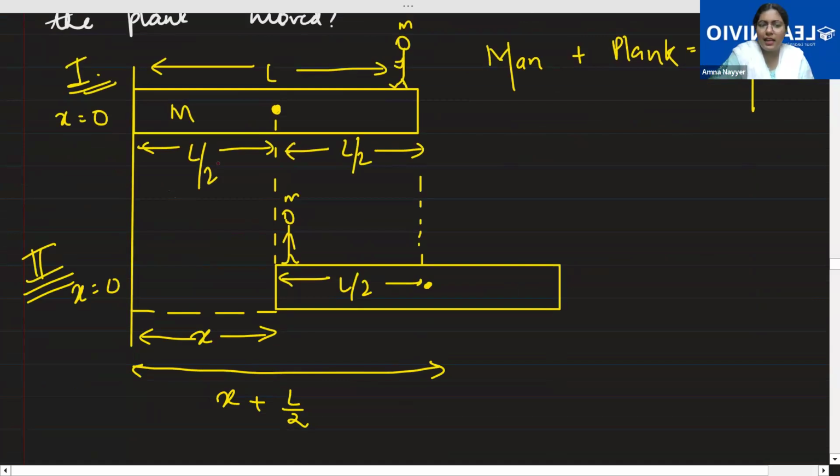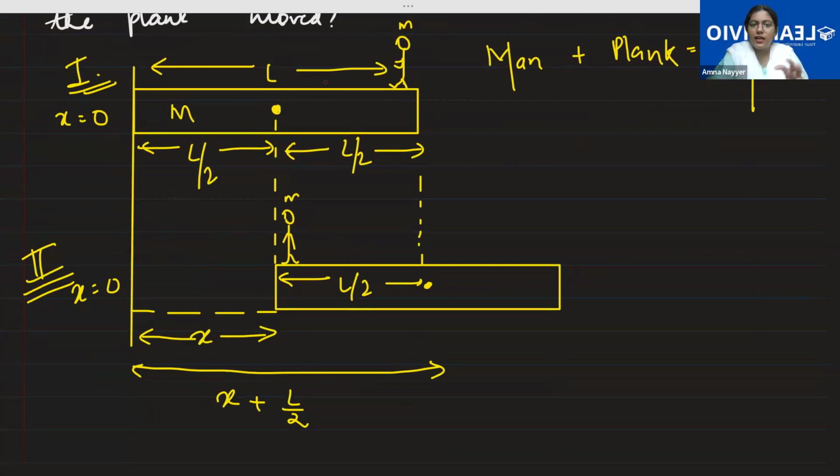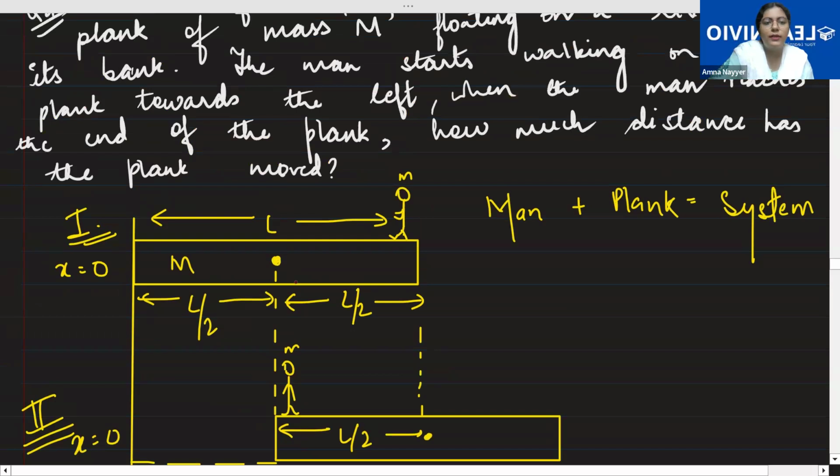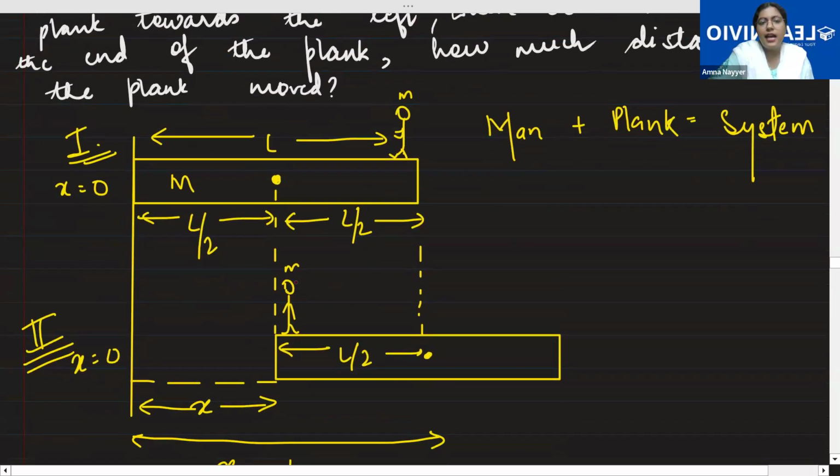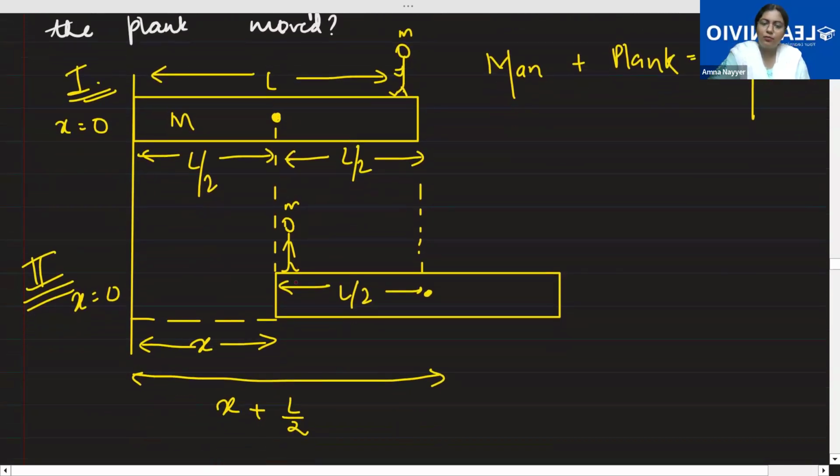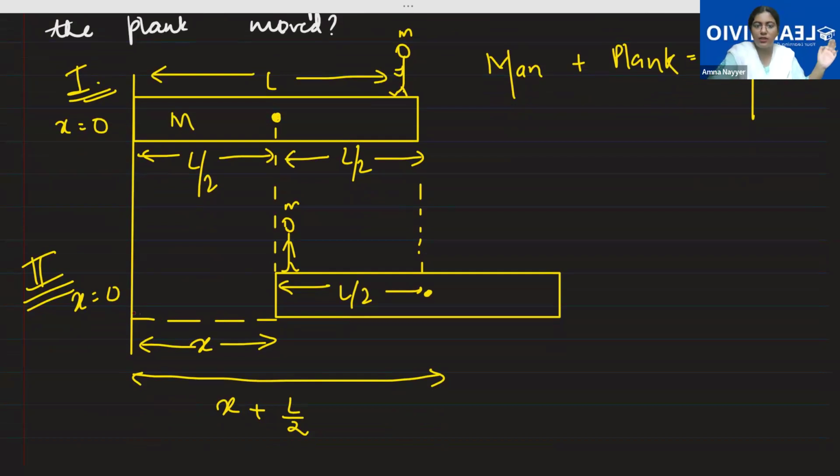Don't focus on L and all that, I'll explain. You just see this small story. When he comes to the middle part, the plank has already drifted back by L by 2. That's the story the question tells. It asks how much distance the plank has moved backward from this bank.